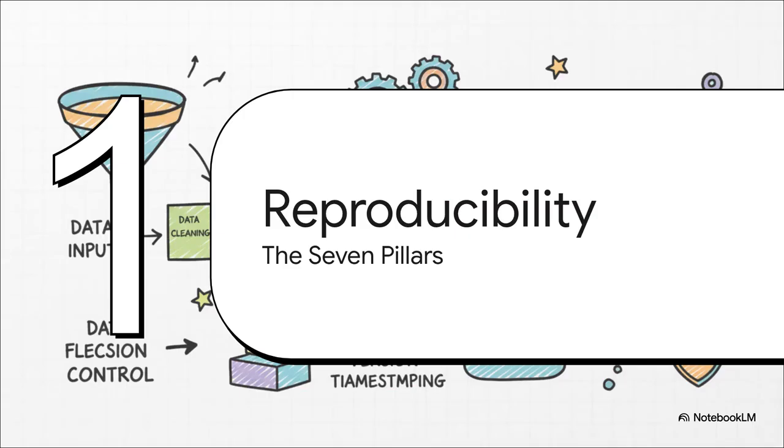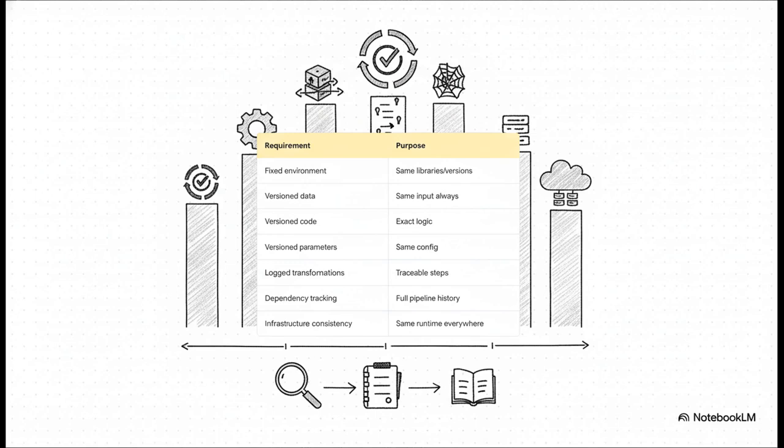So what's the secret sauce? What does it actually take to make a pipeline truly reproducible, like bulletproof? Well, it really comes down to 7 core requirements. I like to think of them as the 7 pillars of reproducibility. Now, what's really cool here is how these pillars cover every single possible thing that could go wrong. You need a fixed environment, so all your libraries are the same version. You need to version your data and your code, so your inputs and logic are locked in. You even have to version the parameters and log all the transformations.